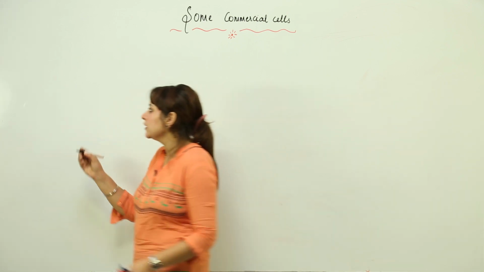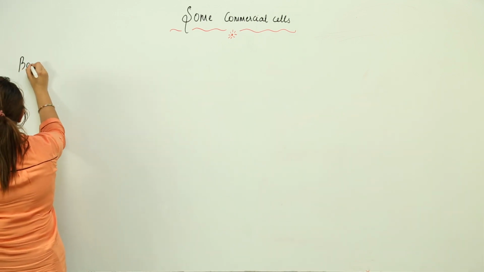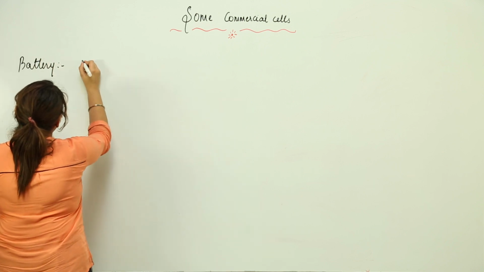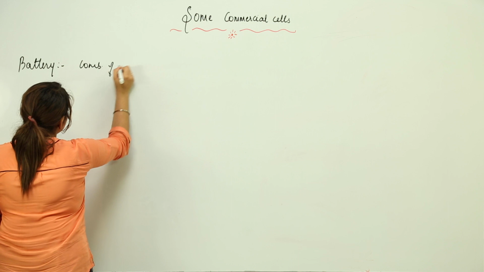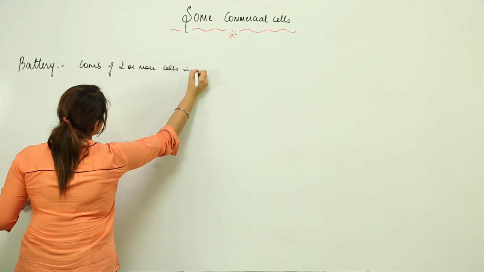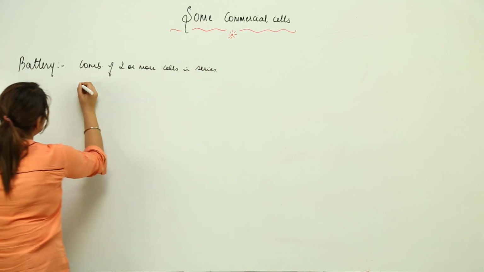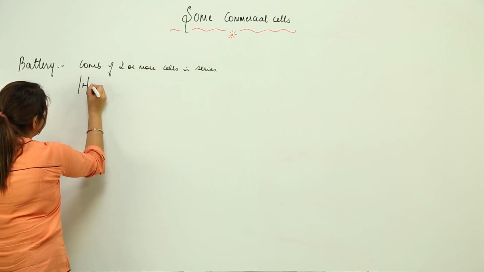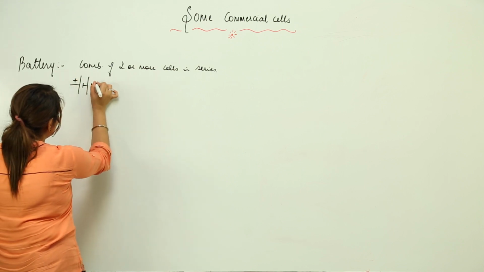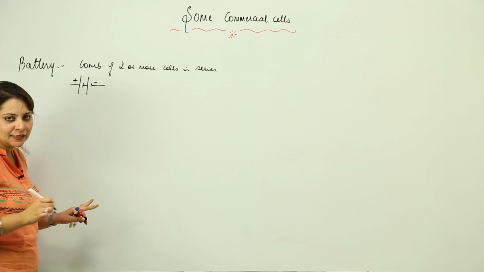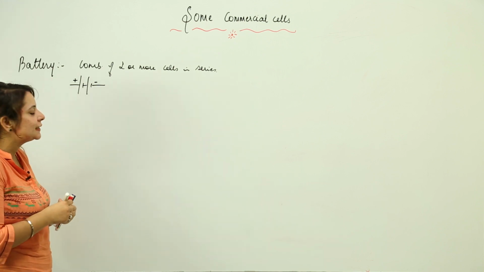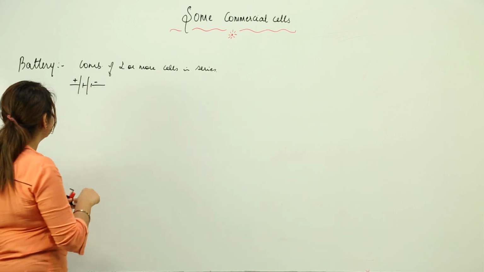Before we start, you should know what actually a battery is. A battery is nothing but the combination of two or more cells in series. As you know, whenever you use a battery, you draw it this way: a big line indicates the positive terminal and the short one indicates the negative terminal. So a battery is a combination of two or more cells connected in series.